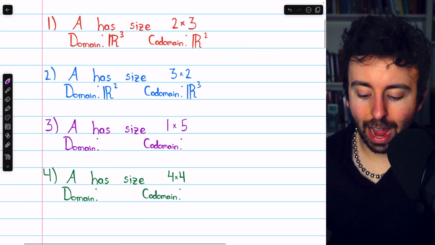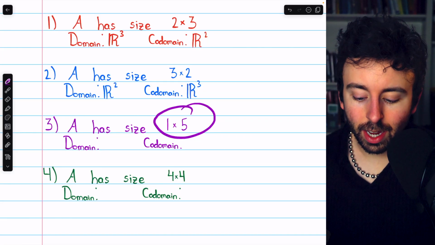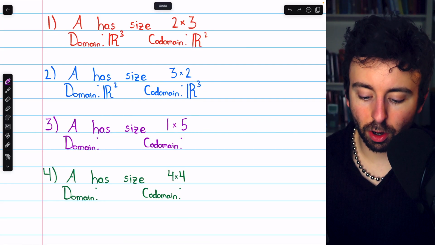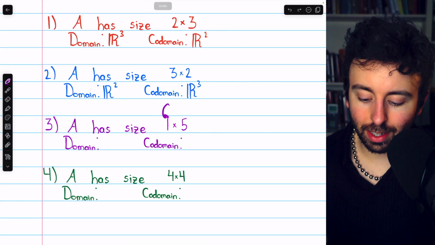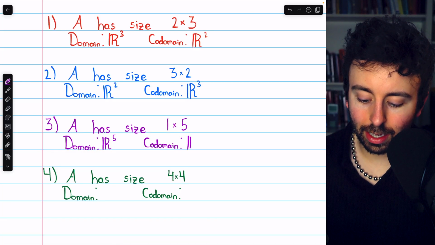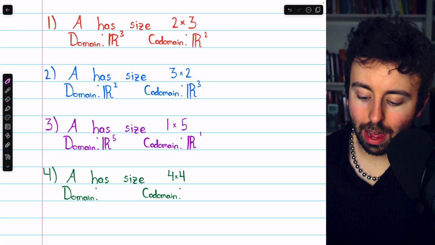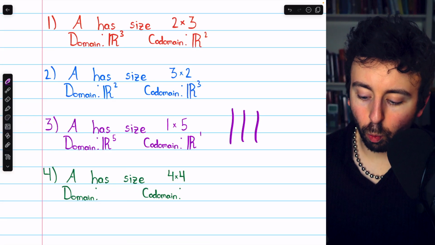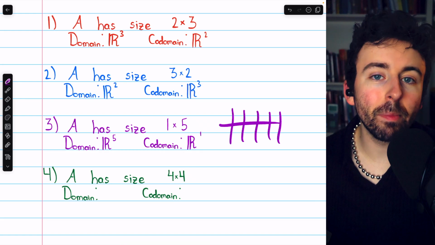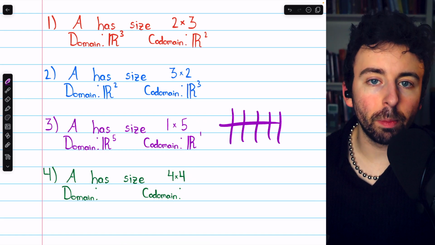Next, number 3. A has size 1 by 5. At this point, you know that the number of columns is the dimension of the domain, and the number of rows is the dimension of the codomain. So the domain is R5, and the codomain is R1. We have 5 columns, 1 for each input variable, and then 1 row telling us how to combine those input variables to get the output variable.